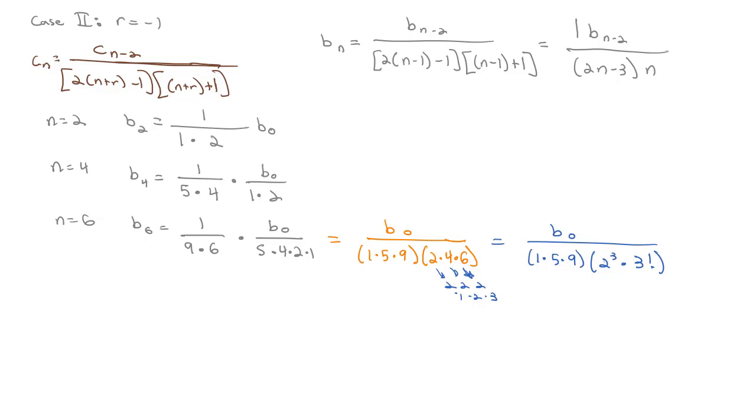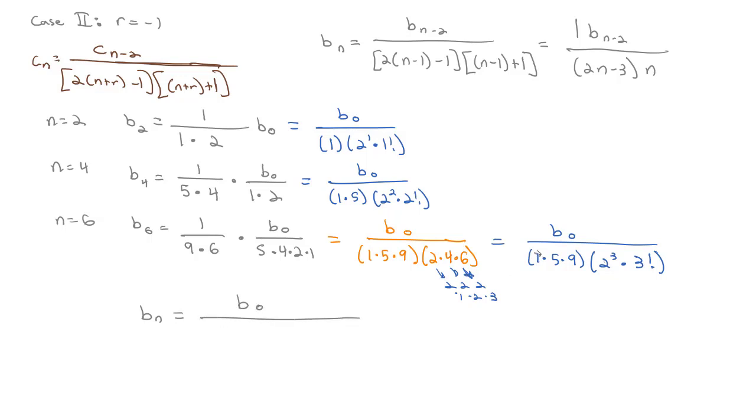And that same pattern can be seen all the way up. In the term before it, we've got b sub 0 over 1 times 5 times 2 squared times 2 factorial. And in the term before that, we've got b sub 0 over 1 times 2 to the first times 1 factorial. And so when we want to express our general term, b sub n is going to be that b sub 0 divided by, we don't really need the 1 in there.